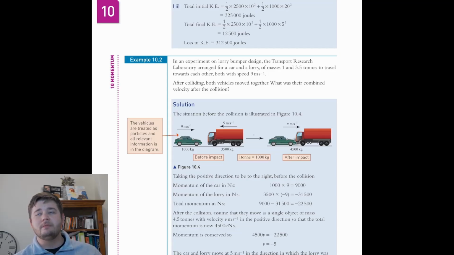And therefore, we will consider their combined mass. 3,500 plus 1,000 will give me 4,500 kilograms traveling at v, the final velocity, which should equal the original initial momentum, which was 22,500 to the left. Therefore, if you solve for v, you find that the car and the lorry will move at 5 meters per second to the left.